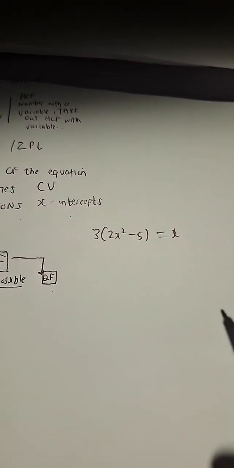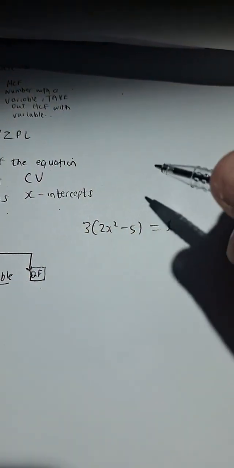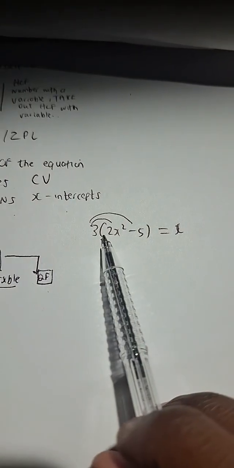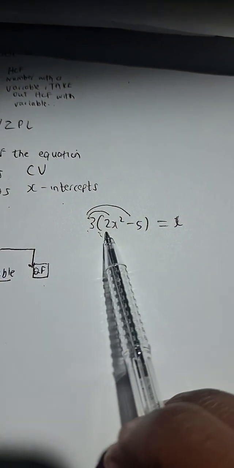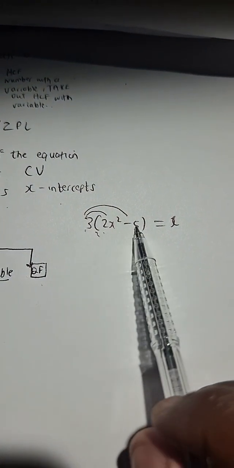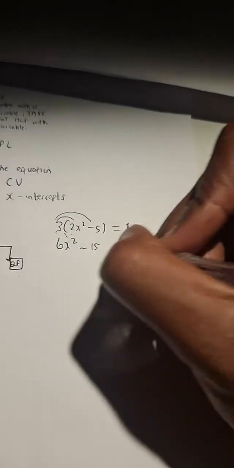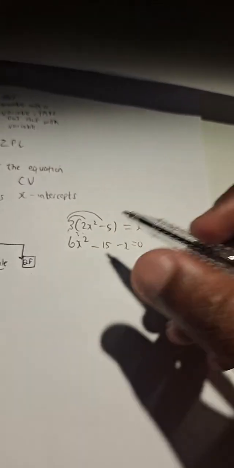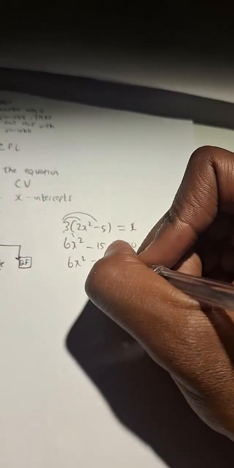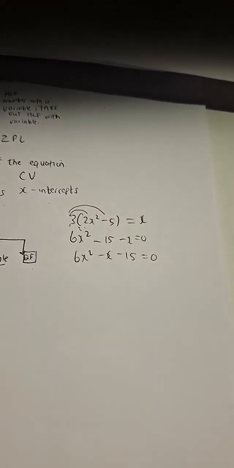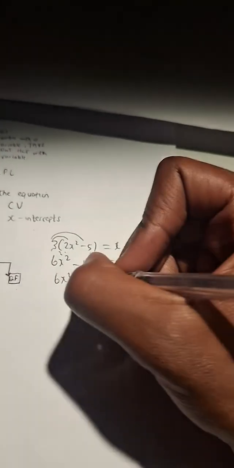Okay, hopefully you will not be as careless as I am. Guys, I'm really sorry for the noise, but I can't control that noise you hear in the background. So 3 into 2x squared, 3 into negative 5. Catherine, thank you, you have saved us. So we have 6x squared minus 15 minus x is equal to 0. Written in standard form, we would have 6x squared minus x minus 15 is equal to 0.